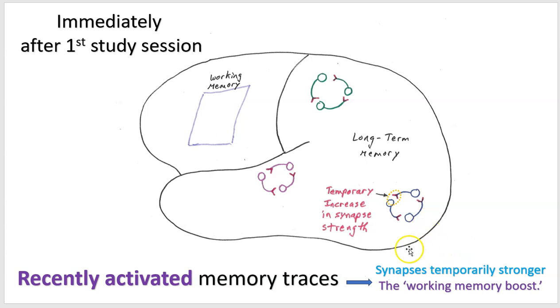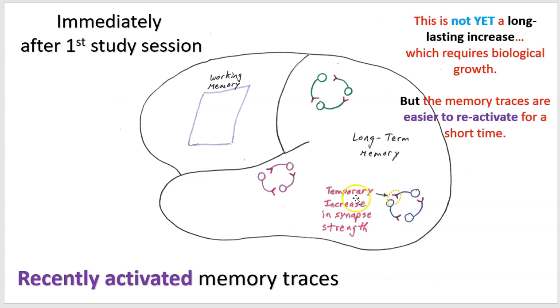Because the memory trace was recently activated, the synapses are temporarily stronger, and in a previous lesson I identified that as the working memory boost. We had just been either learning this information or retrieving this information, and we had a conscious experience of the information in our working memory. And so for a short time after that, that information is more easily accessible. We called that the working memory boost. And what scientists think is going on is there's a temporary increase in the strength of the synapses amongst those neurons involved in the memory trace.